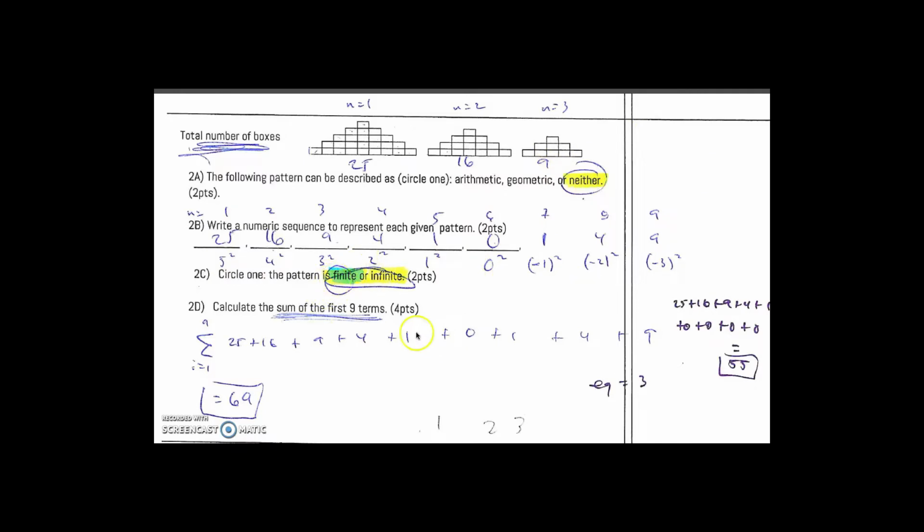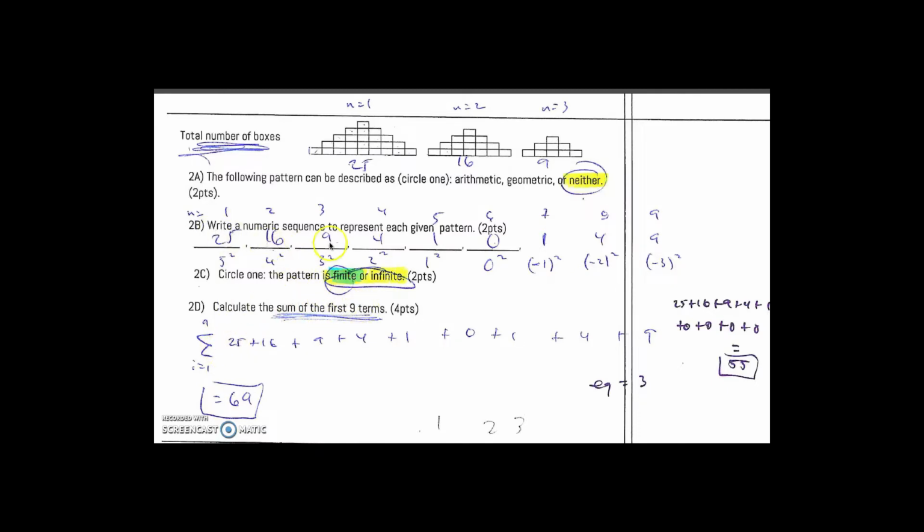Answer is finite. So let's think about this. If it's neither, that means you cannot use an arithmetic equation for sum. It's not geometric, so you cannot use a geometric sum equation. So how do you calculate the first sum of the first 9 terms? Well, you're going to have to use summation notation. Well, what are the 9 terms?